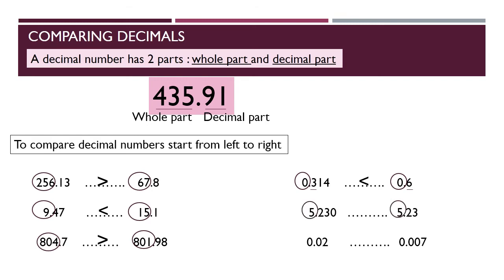Also here we have the same whole part, 5. So we move to the decimal part, 2 and 2 are the same. 3 and 3 the same. Here we have 0 and here we can add 0, so they are equal. The last one, we have the same whole part, 0, so we move to the decimal part. Here we have 0 and in the second number we have 0, then 2 and here 0. 2 is greater than 0.